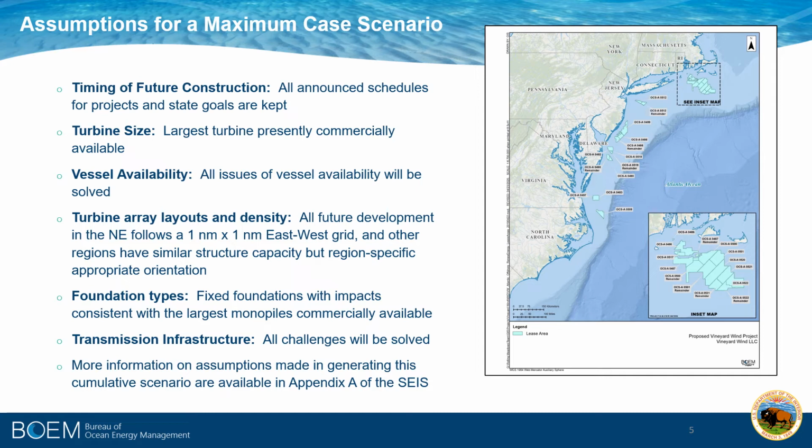Turbine array layouts and density for all future development in the leases offshore Massachusetts and Rhode Island are assumed to follow a 1 nautical mile by 1 nautical mile east-west grid. Other areas on the Atlantic Outer Continental Shelf are assumed to have the spacing equivalent of a 1 nautical mile by 1 nautical mile grid in terms of potential capacity for structures, but the specific spacing and orientation will be determined in the future in consultation with stakeholders.